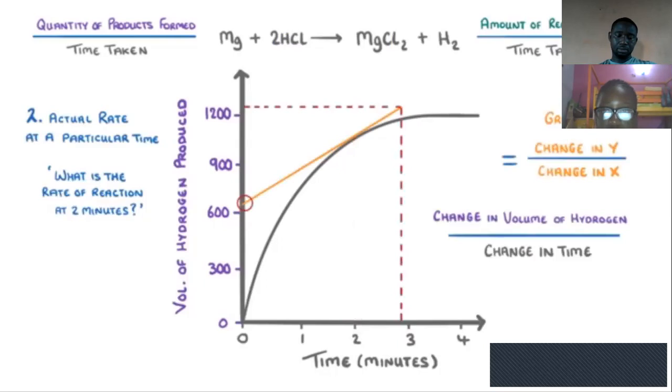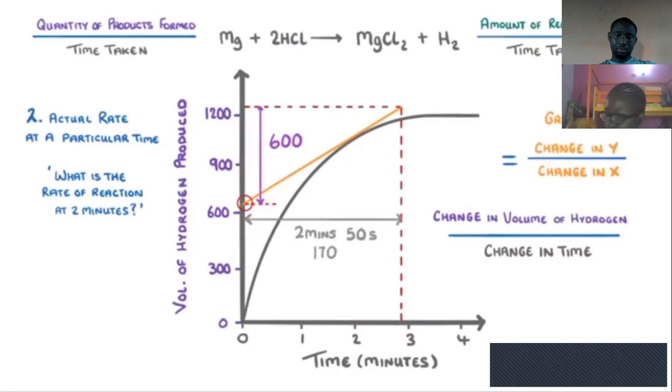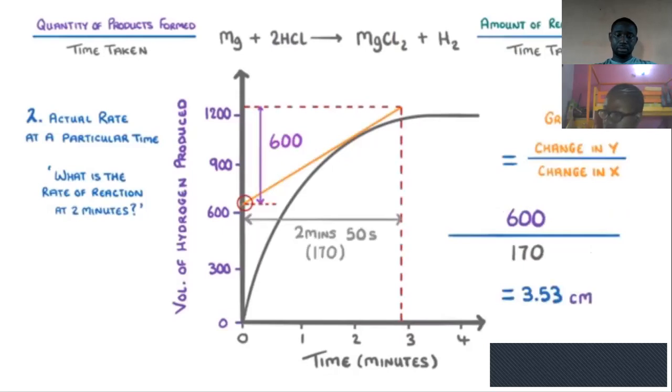So now this section here would be the change in the hydrogen, which is about 600, and this section here would be the change in time, which is about 2 minutes 50 seconds, or 170 seconds. So we just do 600 divided by 170 to give us 3.53 centimeters cubed per second as our rate.